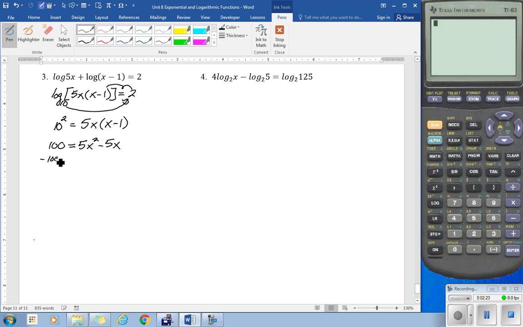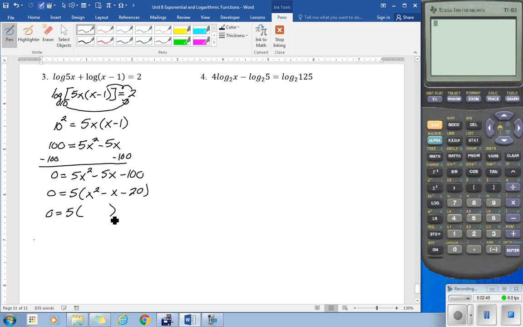Being that it is quadratic, we would want to subtract 100 from both sides to get it set equal to 0. So we get 0 equals 5x squared minus 5x minus 100. I see a GCF in there of 5, so I'm going to try and factor that out first, and then we'll see if we can factor down any more. So each of these terms divided by 5, we pull the 5 out front, and then we can now try and factor what remains.